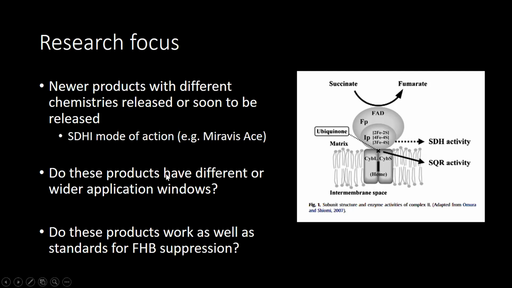So what we want to know is if these newer products, Miravis Ace and some of these newer products, have different or wider application windows, because that's something that some people have been talking about, and also it's a different mode of action, so it could have some different properties as well. And we also want to know if these products work as well as some of our standards like the Caramba and Prosaro for Fusarium head blight suppression.